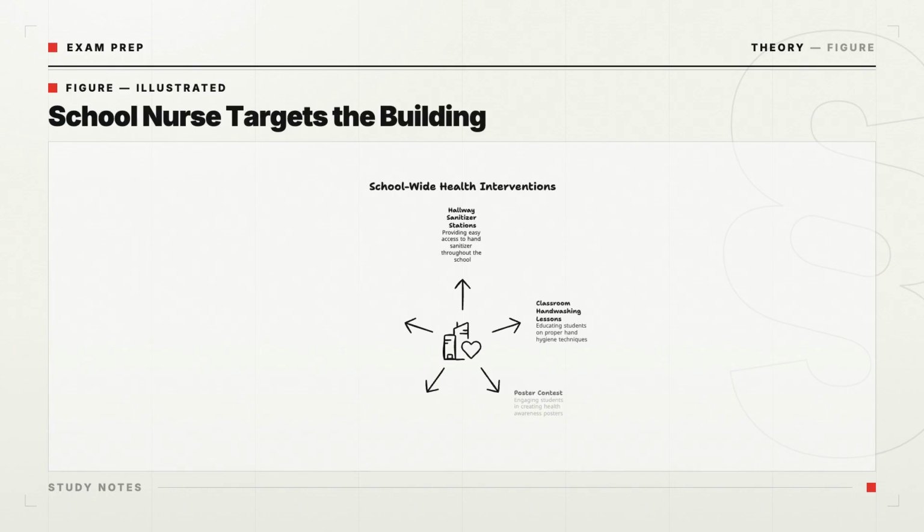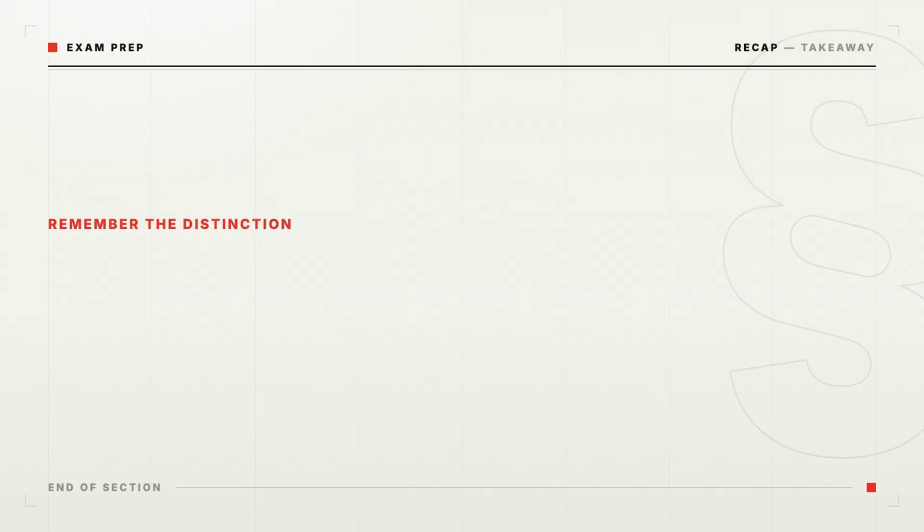Consider a school nurse who notices absences spiking every February. Instead of treating each sick child individually, she installs sanitizer stations, teaches hand washing in every classroom, runs a poster contest, and partners with custodians. The client became the entire school.